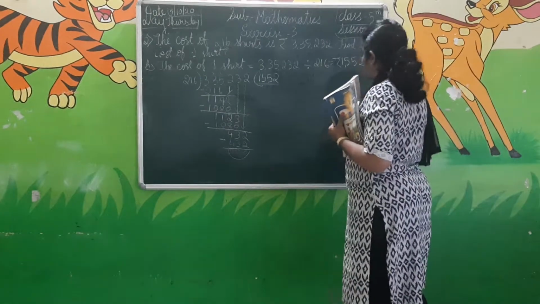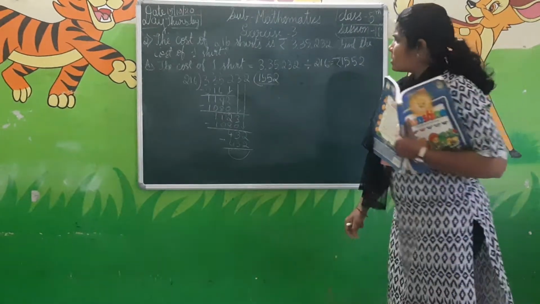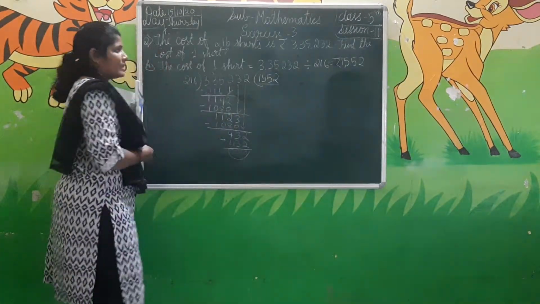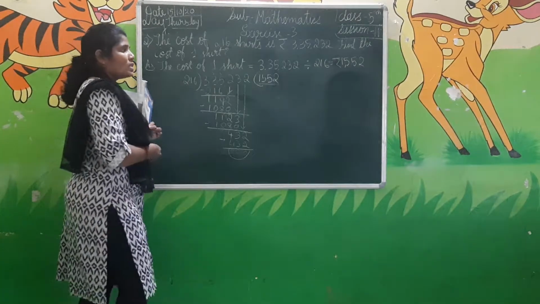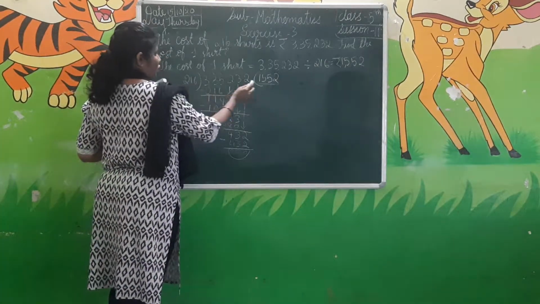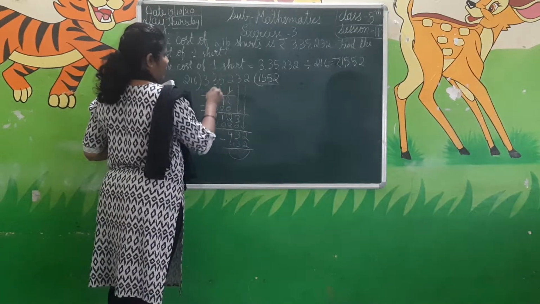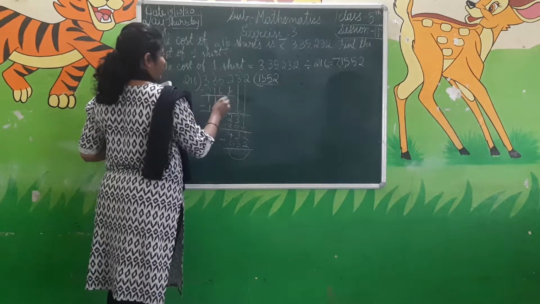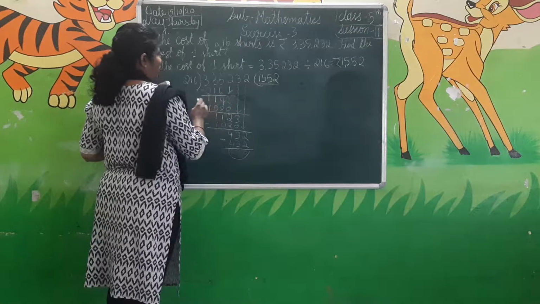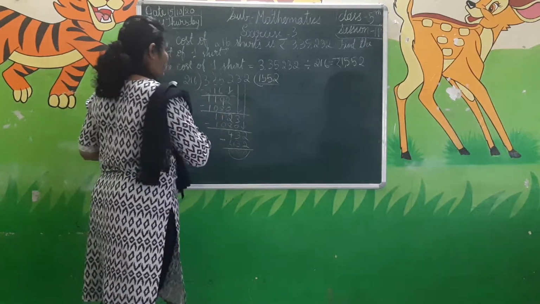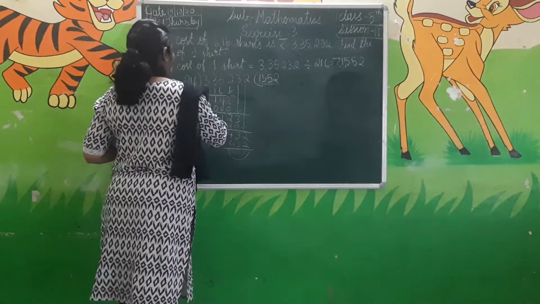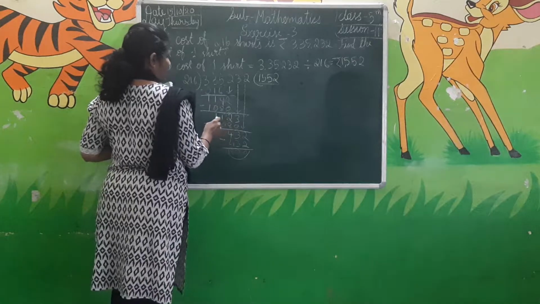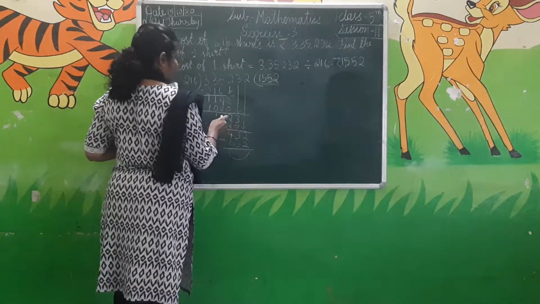Okay, I will explain it once again. See here, the cost of one shirt we are finding here. 3,35,232 is divided by 216. 216 into 1 is 216. If you deduct this one, we get the answer 119. Okay, we have to take the 2 down here. We get the 4-digit number, that is 1192. The nearest for this number is 216 into 5. We get the answer 1080. When we deduct this from 1192, we get 112.